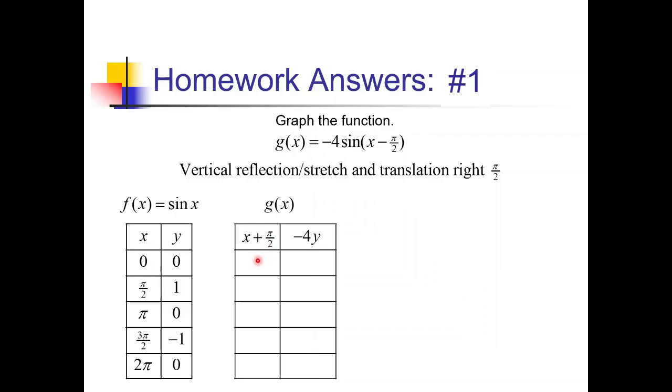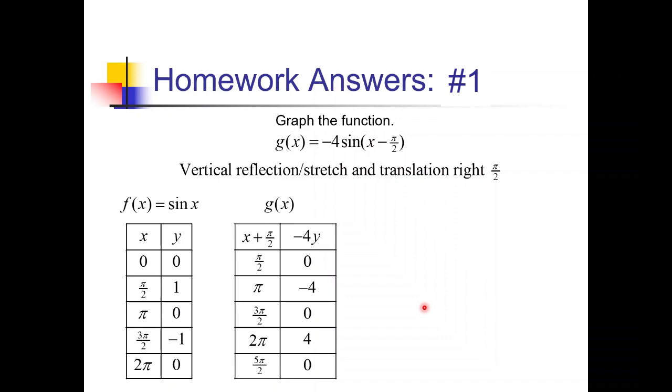All right, let's add pi over 2 to all the x values first. So 0 plus that just gives us pi over 2. Pi over 2 plus pi over 2 is 2 pi over 2, or just pi. And then pi plus pi over 2 is 3 pi over 2. 3 pi over 2 plus pi over 2 is going to give us 2 pi, or 4 pi over 2. And this is 4 pi over 2 right here, plus another pi over 2 for 5 pi over 2. Now for the y values, multiplying by -4, 0 is still 0. And then 1 becomes -4. Then we have 0, +4, and 0.